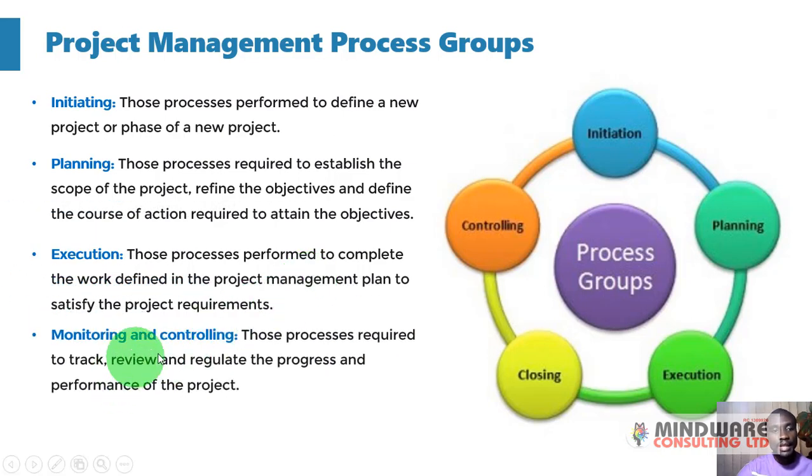So next is the monitoring and controlling phase. This is the set of processes required to track, review, and regulate the progress and performance of the project. This monitoring and control process group also goes hand in hand with the execution process group, because when you are executing, you are getting the work done, and you have to be measuring. You have the specifications that you outlined in the planning phase, the requirements from the stakeholders, the expectations, the specifications.